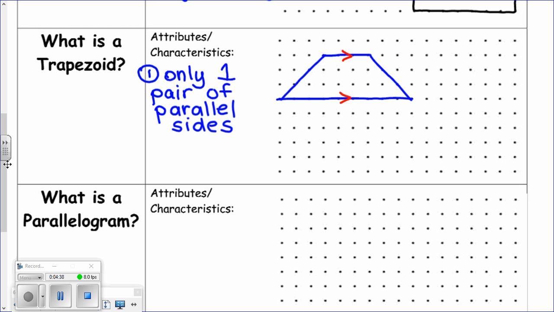Your trapezoid doesn't have to have left and right sides that are congruent, though. You could also have a trapezoid that looks like this. So go ahead to the bottom right corner of your dot paper, and we're going to draw a trapezoid that has a right angle in it.